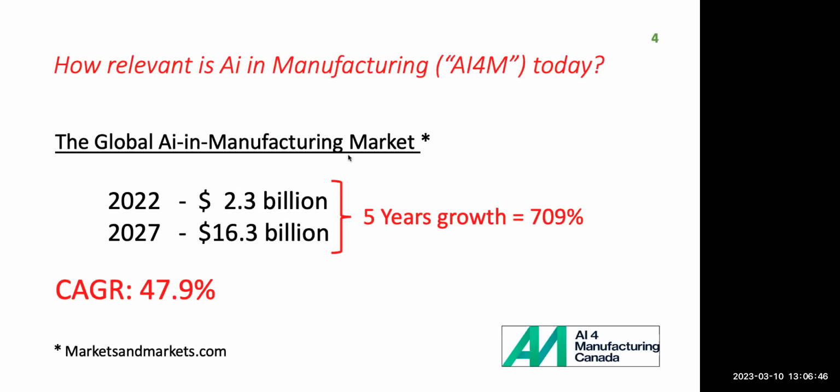Let's start with the question, how relevant is AI in manufacturing today? Well, I think a 47.9% CAGR projected to 2027 pretty well tells the whole story. 709% growth in 5 years. AI for M is clearly where global manufacturing is heading today. Now, let me show you why.